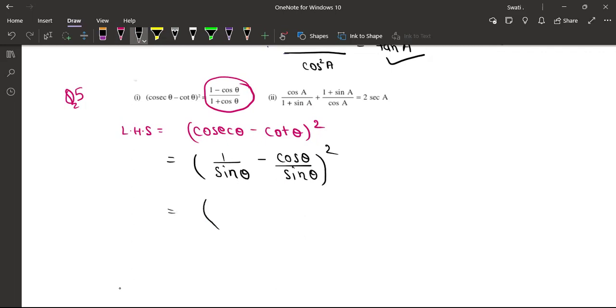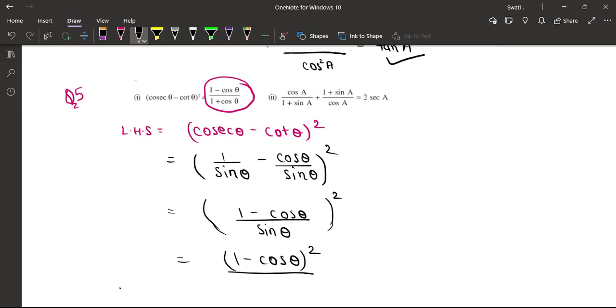Now inside the bracket, if we take the LCM, will it not become sin theta in the denominator, and the numerator will be 1 minus cos theta? Yes. And then the square as it is. But here you notice one thing, Manya: this square is on the whole term. That means the square is on the numerator and also on the denominator, so we can separate it. 1 minus cos theta is squared and sin theta is also squared, which is nothing but sin square theta. Right?